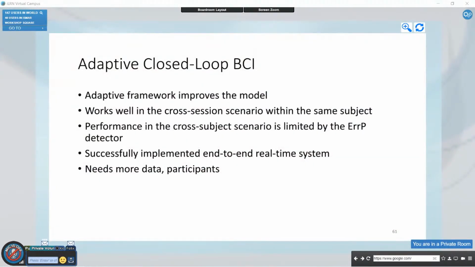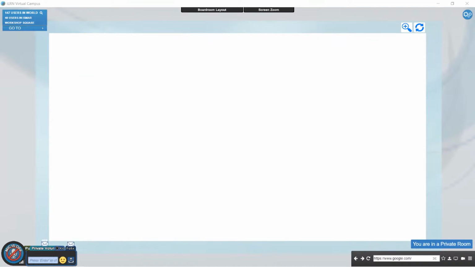So the adaptive framework, initially in this very simple example, seems to work. It improves the performance. Now I think we need a lot more data and more participants. Like everybody else, we're caught out by the COVID-19 lockdown, and so we don't have a lot of data, and we need more participants really to build this idea out.